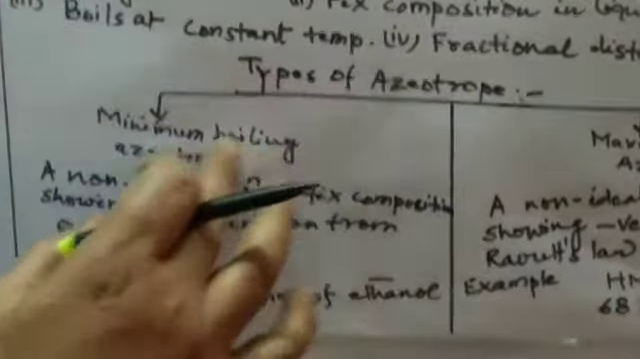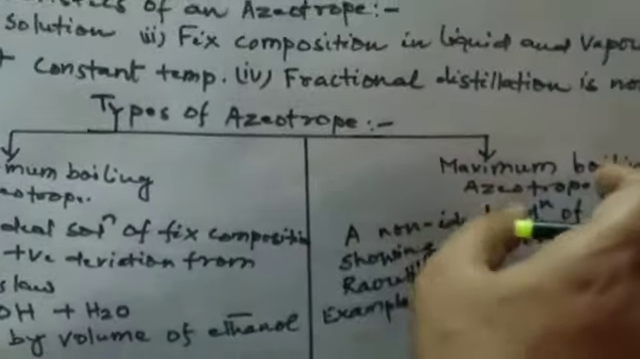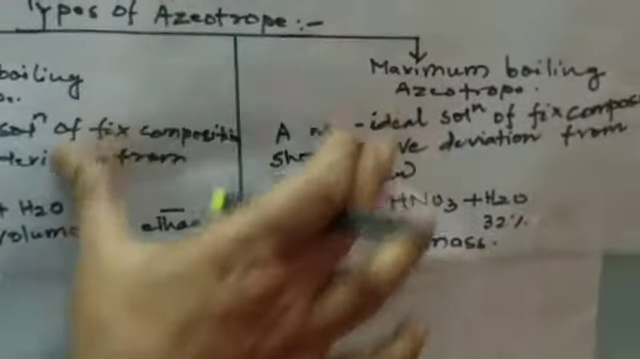Now, what are the types of azeotropic mixture? There are two types of azeotropic mixture. One is minimum boiling azeotrope and the other is maximum boiling azeotrope. We will compare the two azeotropes here only.